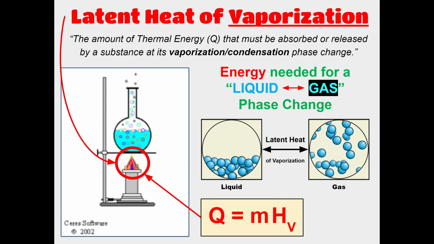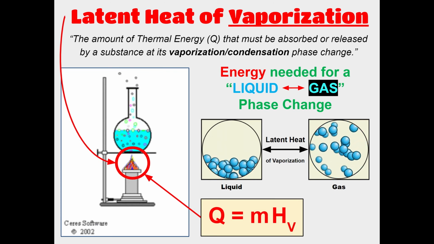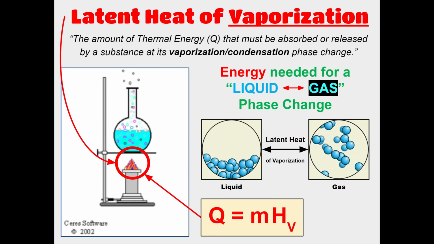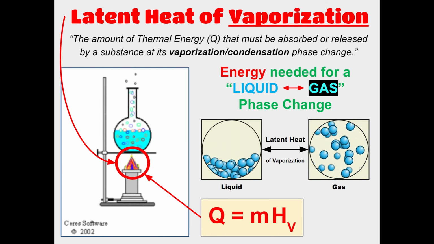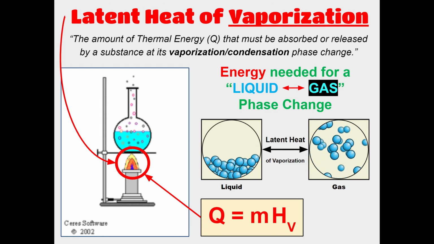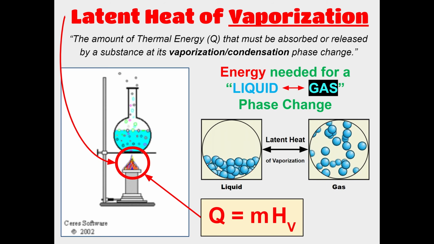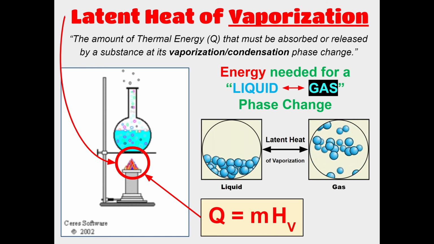Here's the formula for calculating Q, which is the latent heat you have to add or subtract: Q = M, which stands for mass, once again, multiplied by HV. And I bet you can figure out what that stands for. That stands for heat of vaporization.